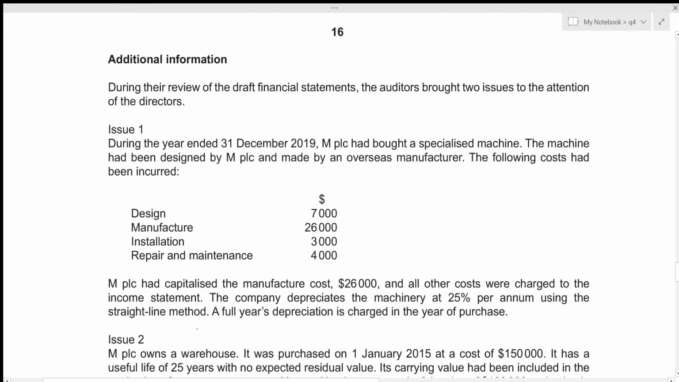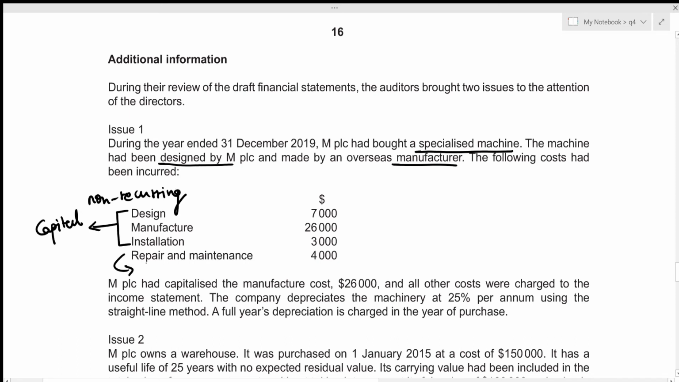Okay. During the year ended 31st December 2019, MPLC bought a specialized machine, and the machine had been designed by MPLC and made by an overseas manufacturer. The following costs had been incurred. So the costs were design, manufacture, installation, repair, and maintenance. We can see that these three costs are capital costs, right? And these are the capital costs because these do not recur in the future, right? So these are non-recurring costs.